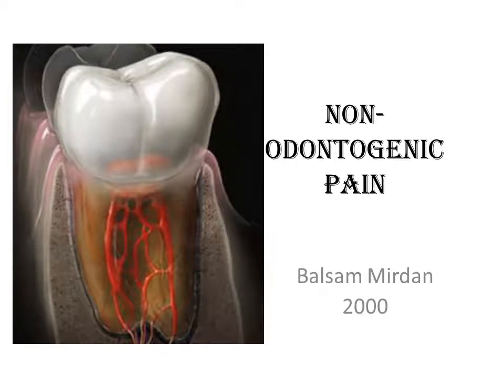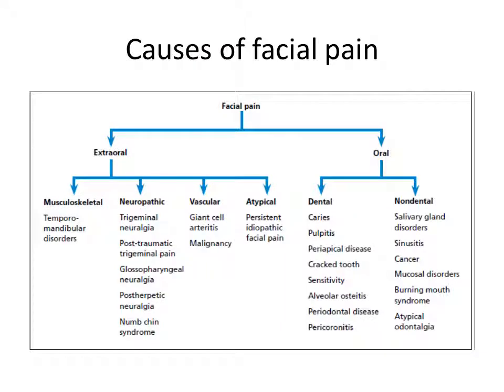The lecture for today will be about the non-odontogenic pain. In the previous lecture we discussed the odontogenic pain, which means the pain that is caused by a dental source. This scheme is just showing you the oral and the extraoral causes of pain. The oral is the odontogenic one that's related to the tooth, and the other one is the non-odontogenic.